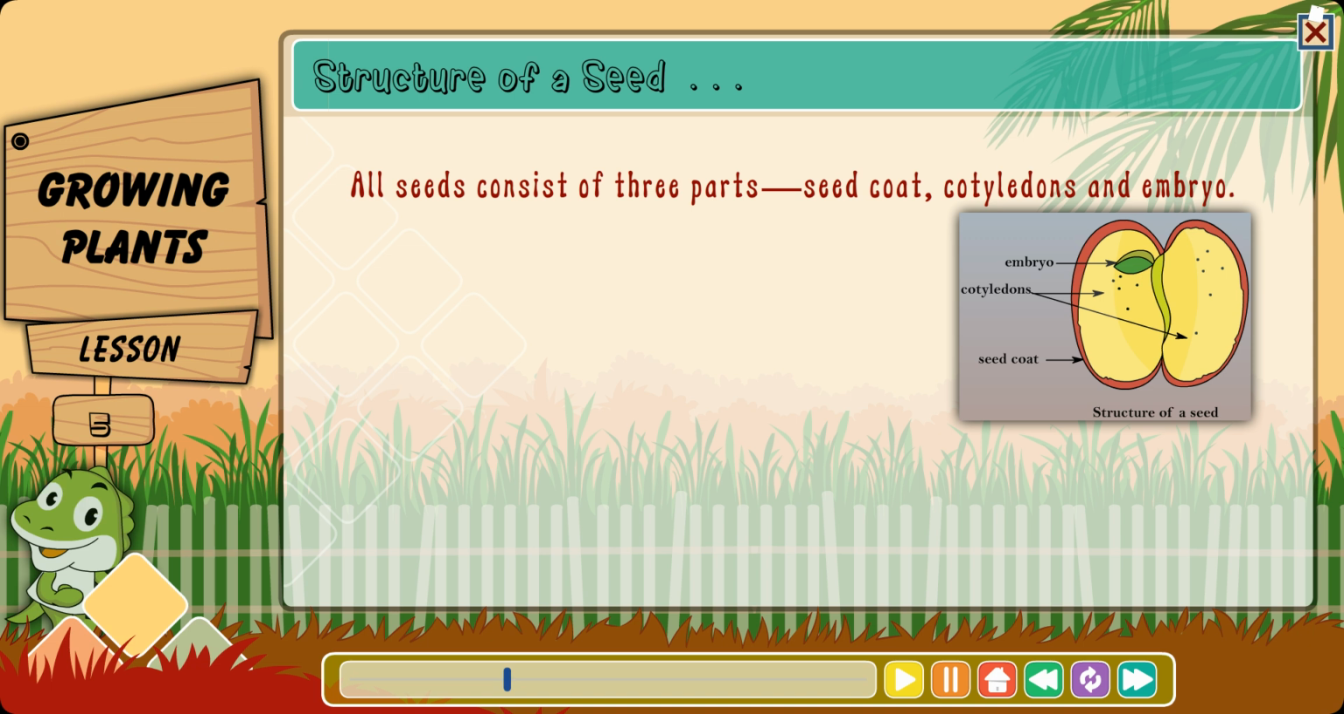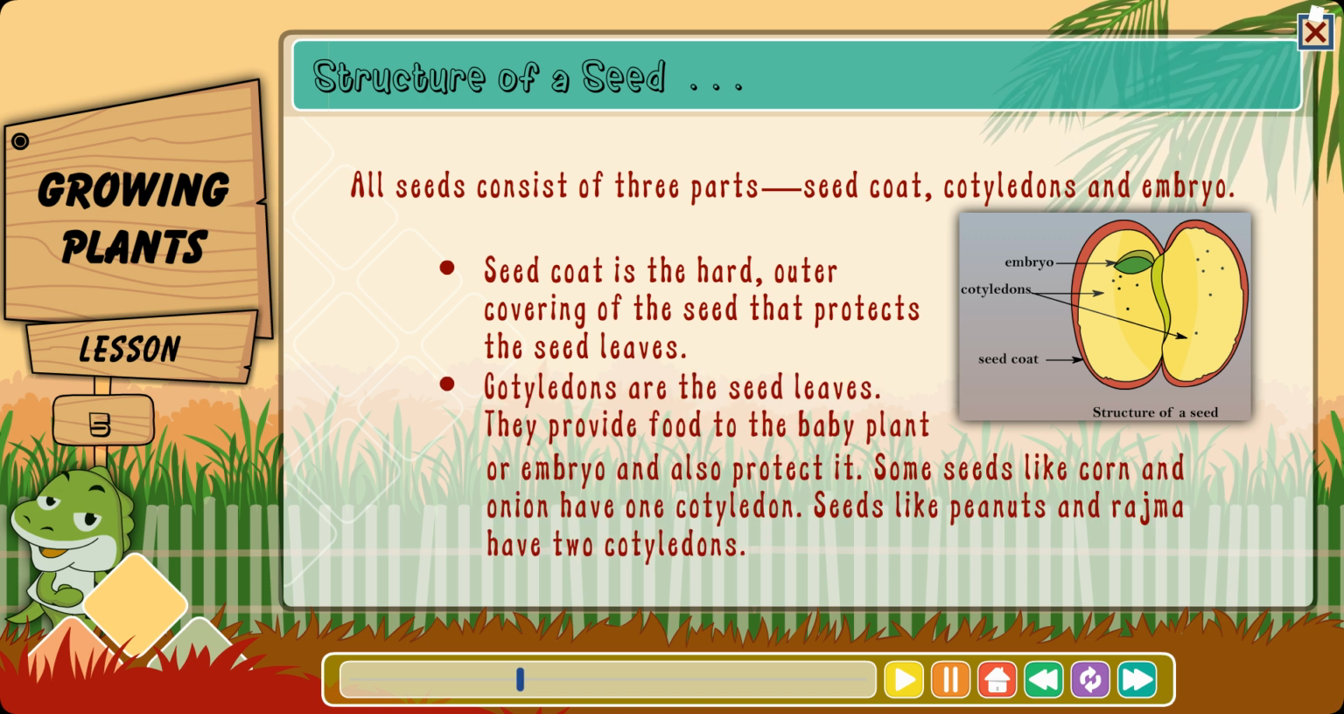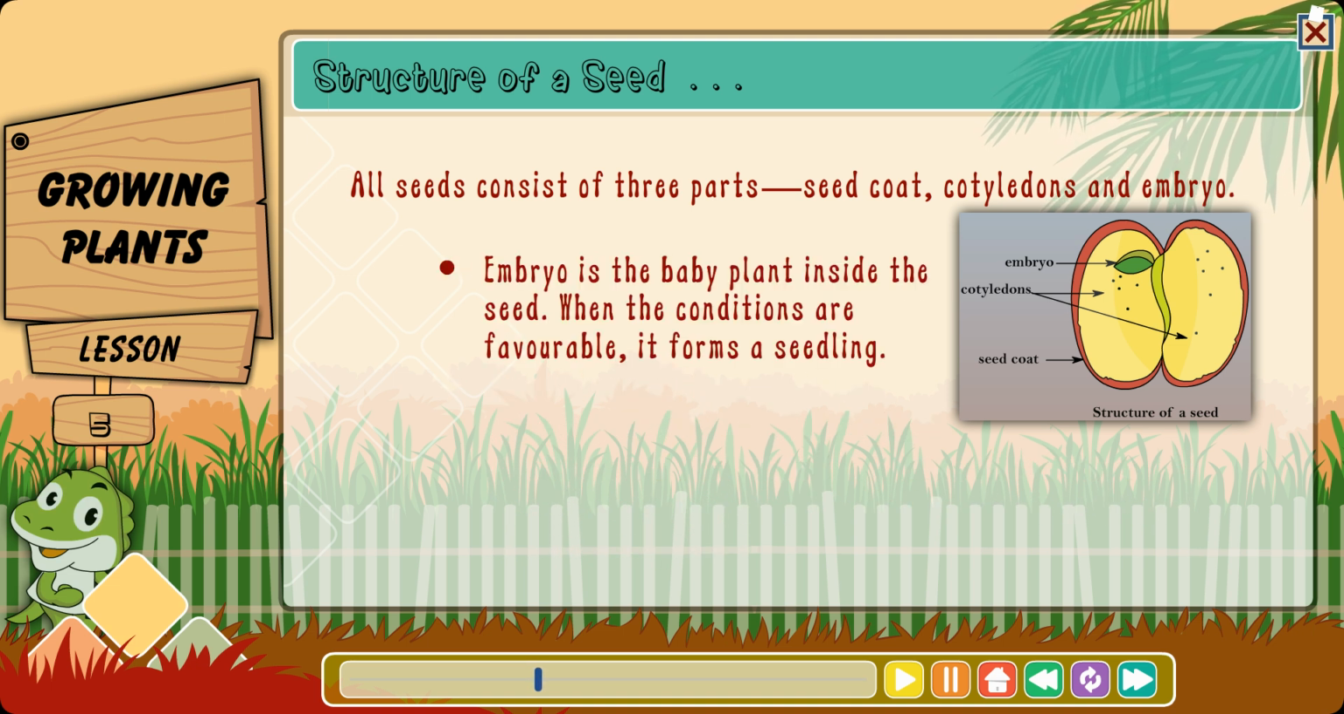Structure of a seed. All seeds consist of 3 parts: seed coat, cotyledons, and embryo. Seed coat is the hard outer covering of the seed that protects the seed leaves. Cotyledons are the seed leaves. They provide food to the baby plant or embryo and also protect it. Some seeds like corn and onion have 1 cotyledon. Seeds like peanuts and rajma have 2 cotyledons. Embryo is the baby plant inside the seed. When the conditions are favorable, it forms a seedling.